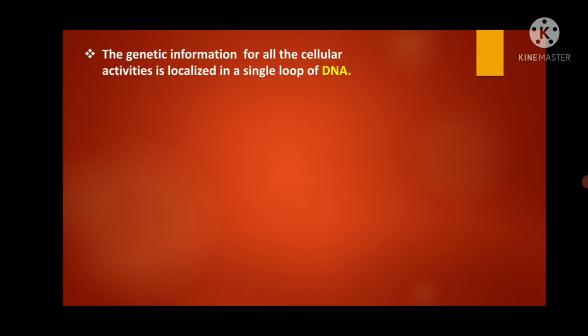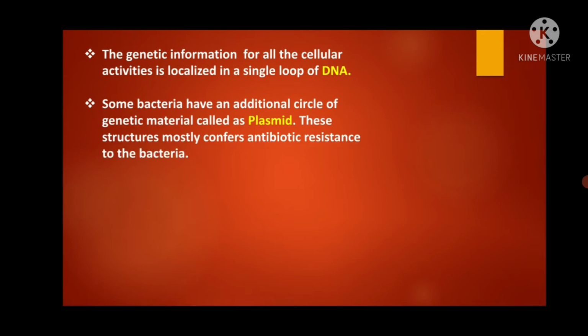Their genetic information is localized in a single loop of DNA. That loop of DNA consists of all the information required to carry out the cellular activities. So the complete cellular activities are controlled by the single loop of DNA. The complete genetic information is present in that single loop, which is present in a scattered way. If you remember the diagram, it is present in the scattered way. That loop of DNA is controlling the whole of the cellular activities, the structural and functional activities.